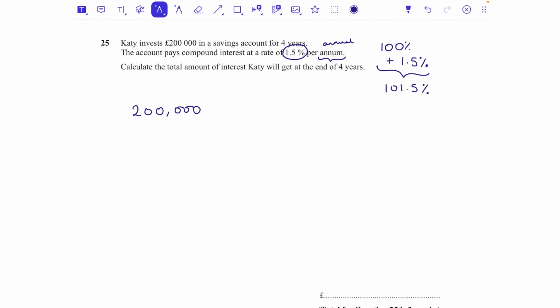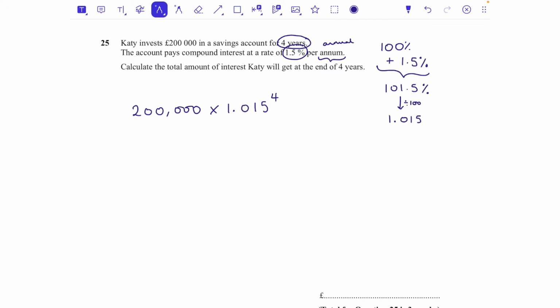Now, we just saw in the previous question that to get a percentage, you can turn it into a decimal and times by that. So if I turn this into a decimal, it would be 1.015. To go from a percentage to a decimal, you divide by 100. 100% is 1. So 101.5% is 1.015. So I'm going to multiply by 1.015. And then we'd need to times it by 1.015 for the second year, and then times it by 1.015 for the third year, and then times it by 1.015 for the fourth year. So altogether we can just say that's to the power of 4 because we're doing this for 4 years.